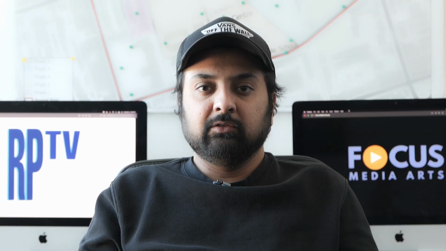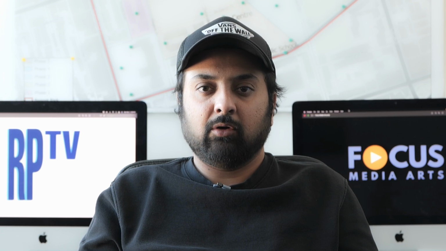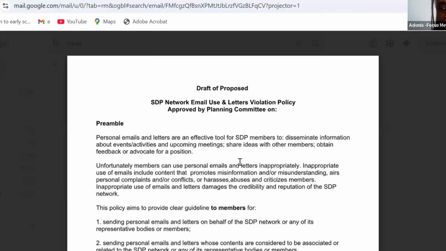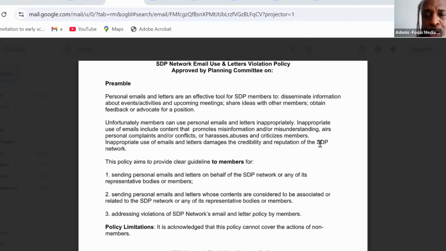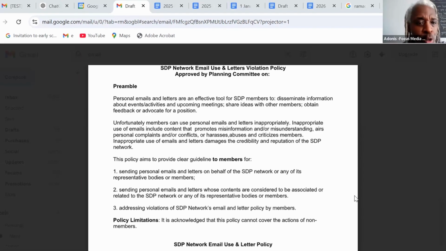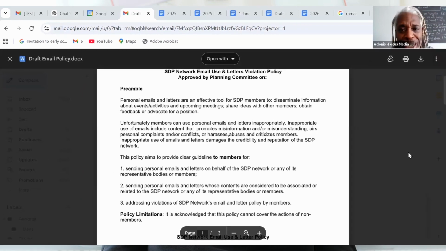After discussion and consideration, 2 members, Karen and Tamanna, were approved by the committee as nominees for the Conflict Resolution Administrator role. These nominations mark a step forward in operationalizing the policy and putting the structure into practice. Following the conflict resolution discussion, the committee turned its attention to the SDP network's email use and letters violation policy. Facilitator Adonis Huggins read the policy aloud, opening the floor for a detailed conversation. Let's take you into that conversation.